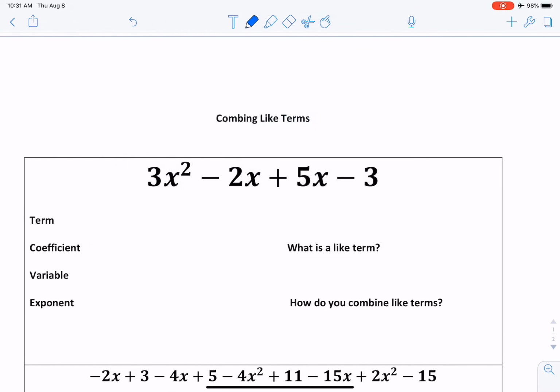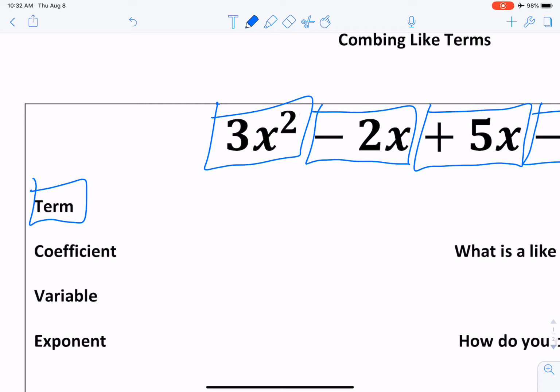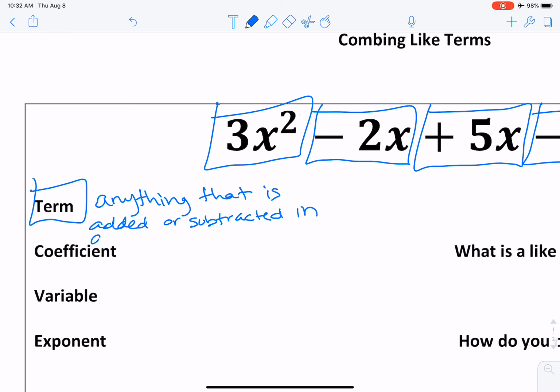So a term is anything that's going to be added or subtracted in an expression like so. So we have 3x squared, negative 2x, 5x, and negative 3 are all terms. So anything that is added or subtracted in an expression.